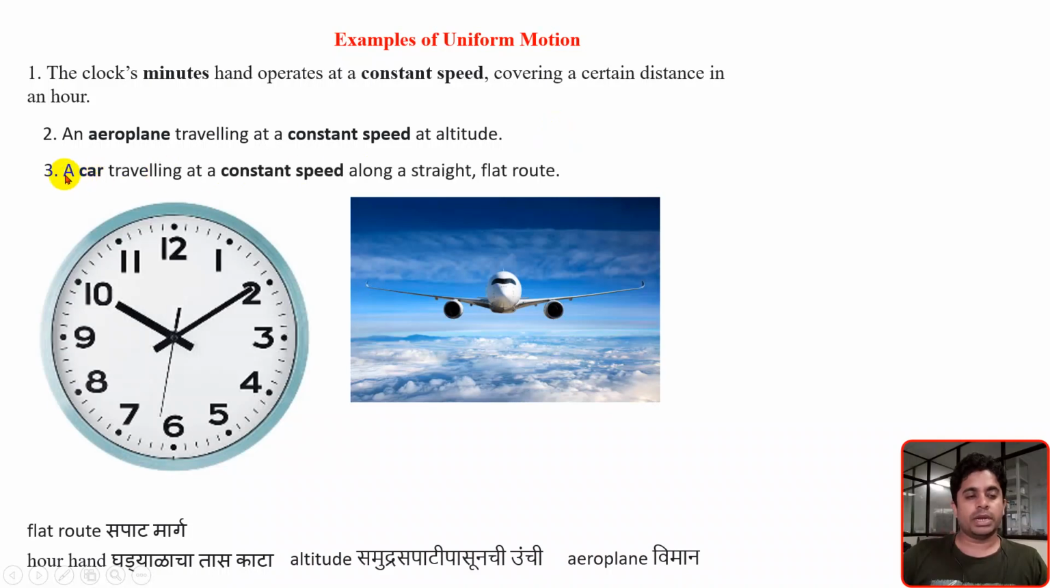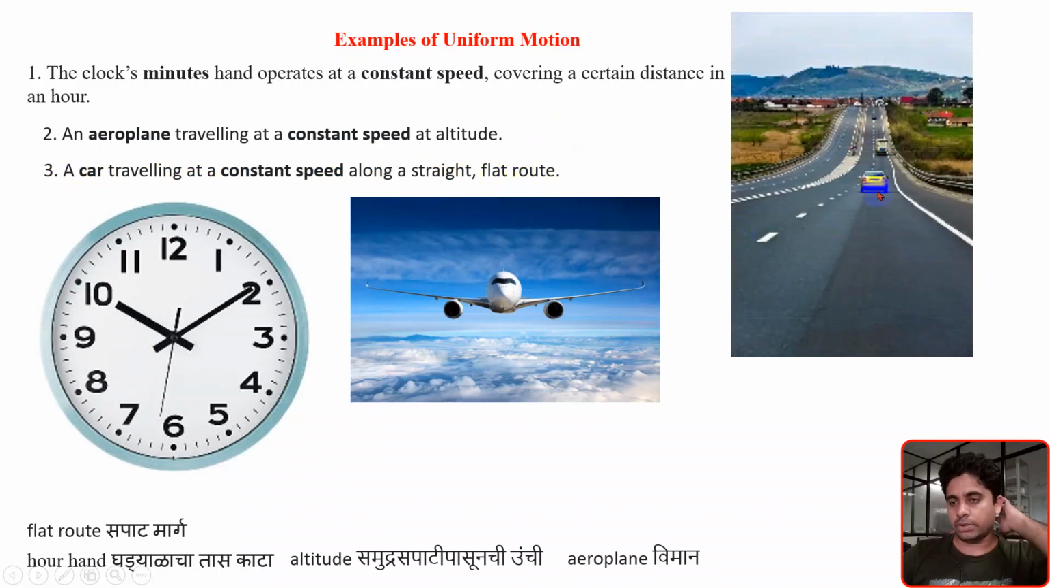Another example we can take is a car traveling at a constant speed along a straight flat road. Again, whenever we are traveling by car, I will consider three cases. First, the road has a downward slope. Second, the road has an upward slope, and third, the road is flat.